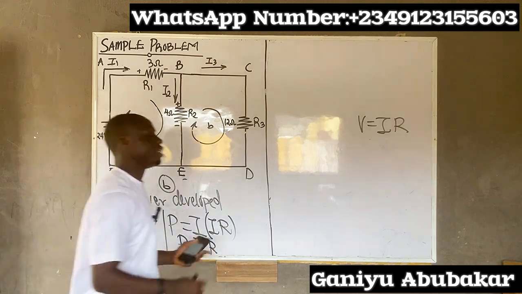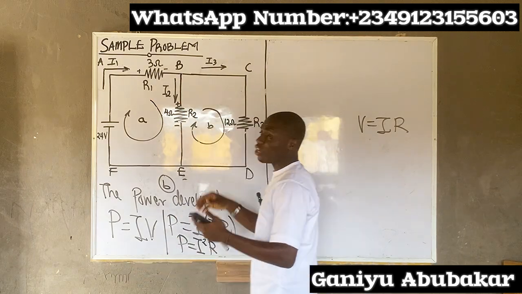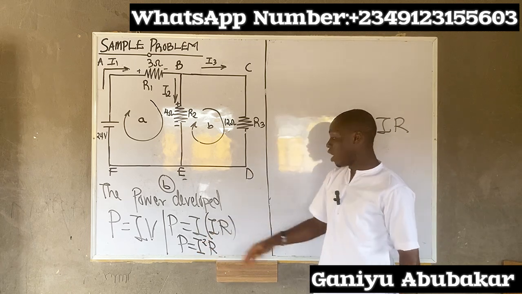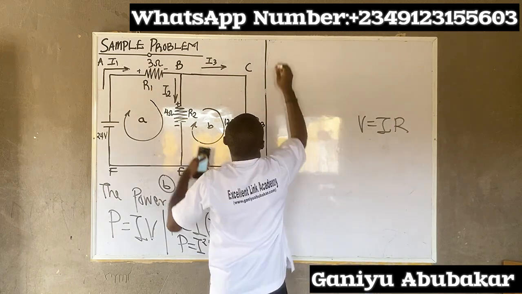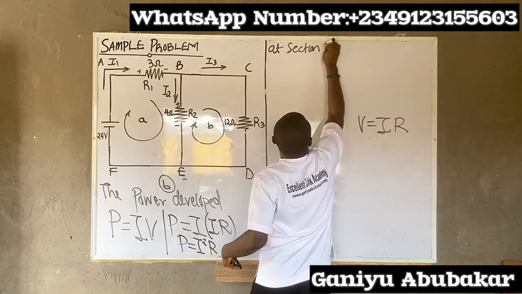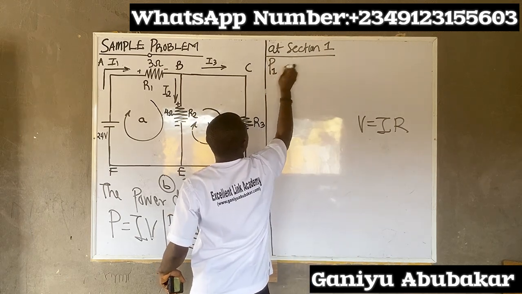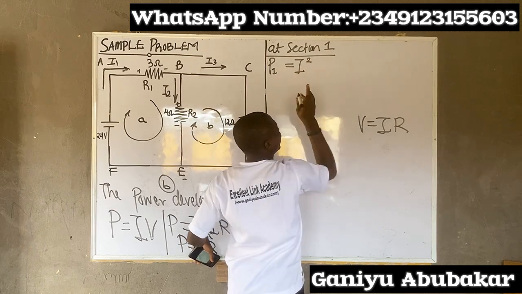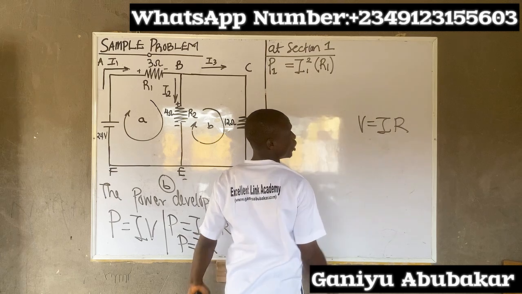So the formula we're using here is what? Because in this case, I don't have voltage for each of them. I have only R and I. So better use P equal to what there? I squared R. So at each section, at section 1, the power developed at section 1, P1, should be equal to what? I squared, so the current at section 1, into what there? R1, the resistor at section 1.